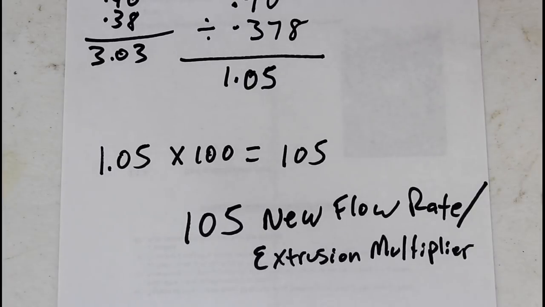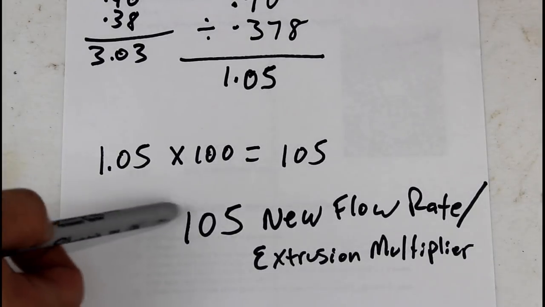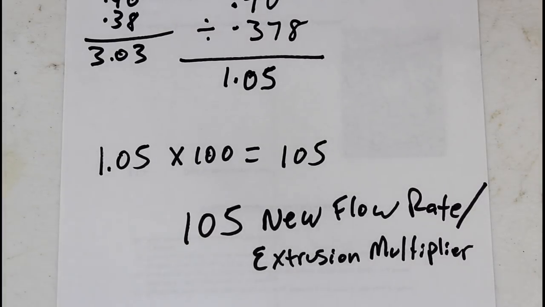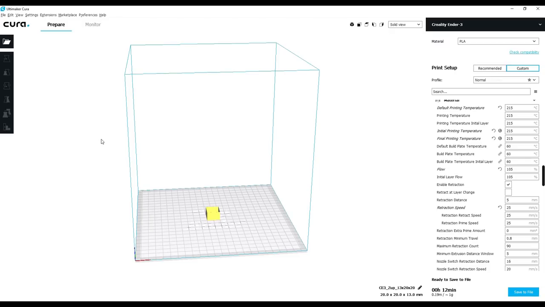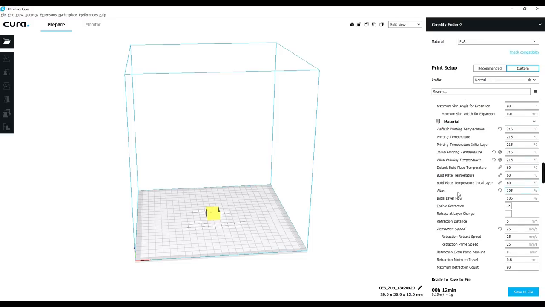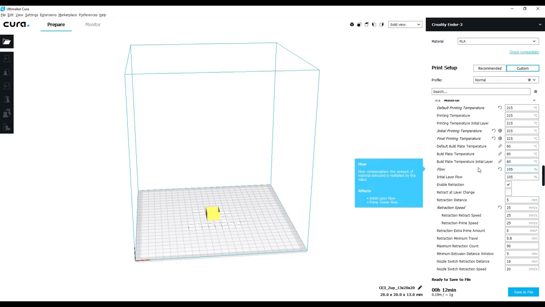Whatever slicer you're using, it might be called a little bit different, but in Cura, it's the flow rate. So from now on, when I use this filament, I know that we're going to use 105 as the flow rate when we make anything. So the last thing we need to do is add the new flow rate into Cura. So if you scroll down on the right side, you can find material and then flow. And we're going to change that to 105.